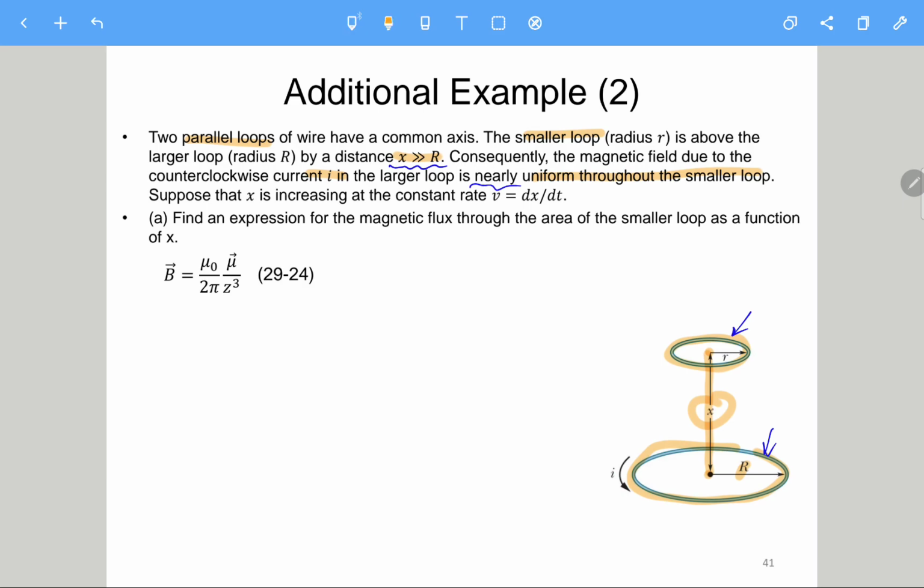So suppose that x is increasing, which means this loop may be moving upward, or the larger loop moving downward, or they are moving at the same time, but the relative speed is a constant. We have v to be the derivative of the displacement with respect to time. So for part A, find an expression for the magnetic flux through the area of the smaller loop as a function of x.